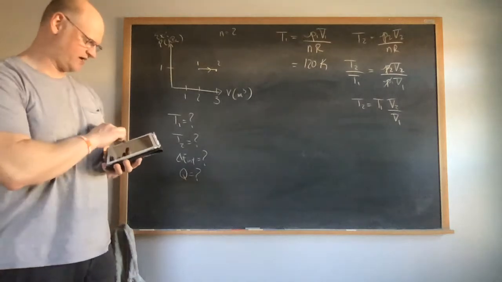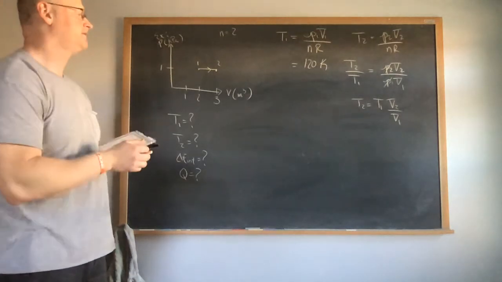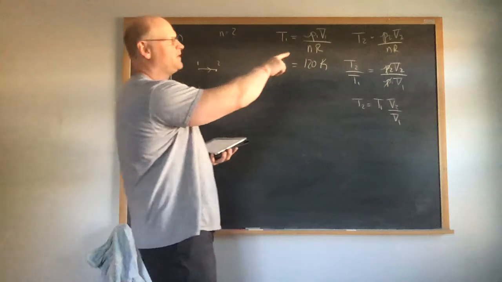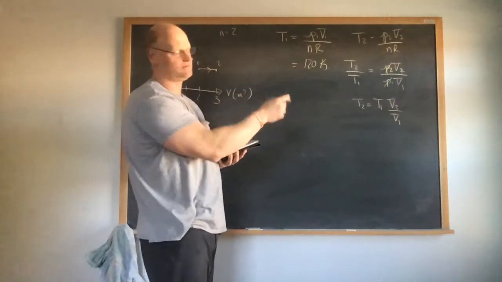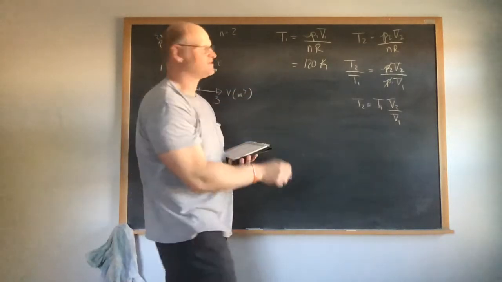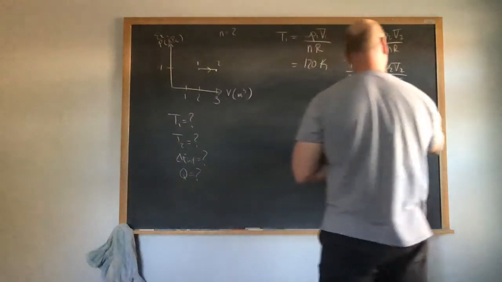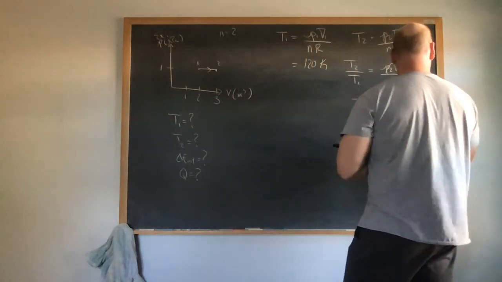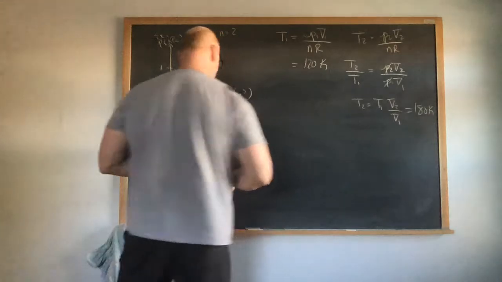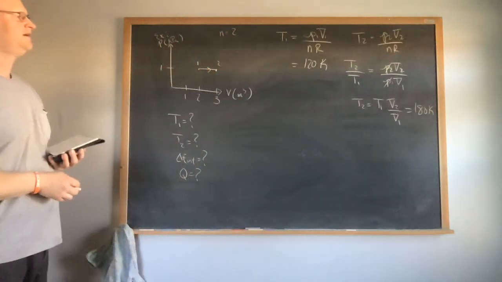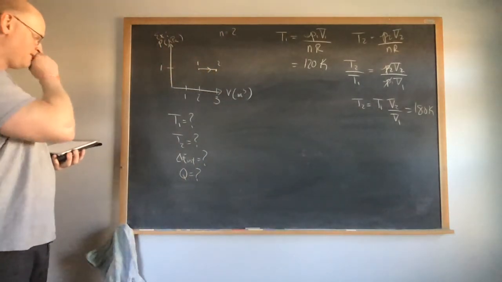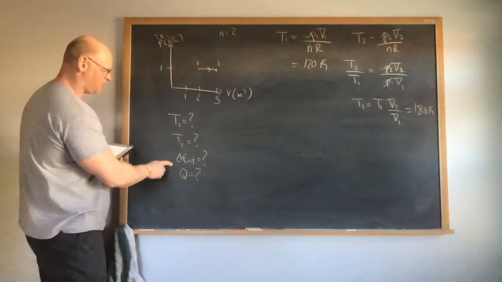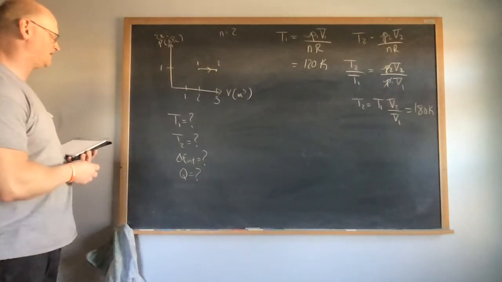It doesn't matter which one we're using, because in the first case we know everything that's given to us, and in the second case we also know everything that's given to us. It just depends on which one we like better. So in this case, we'll find that this is 180 Kelvin. So good. The next 2 parts are now we have to calculate.